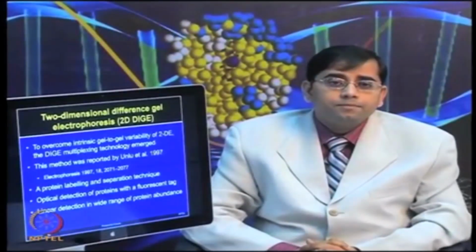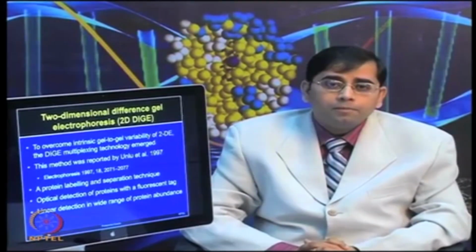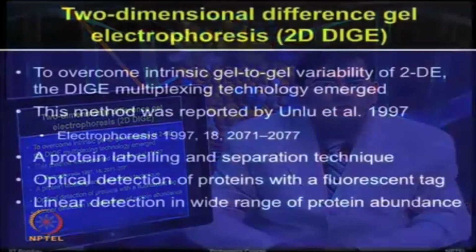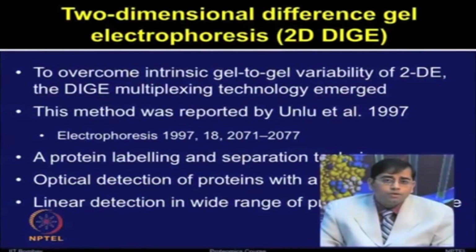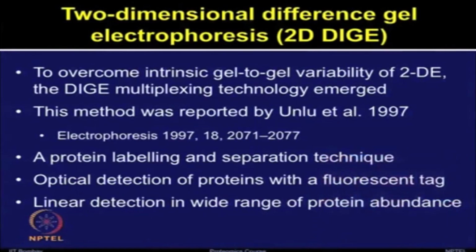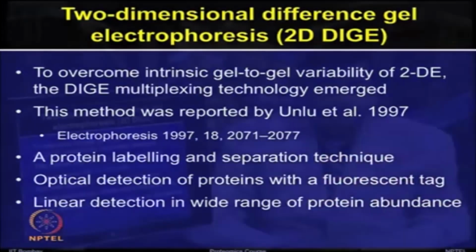The 2D DIGE method was basically aimed to overcome the gel to gel variability which was observed in two dimensional electrophoresis, and it allowed the multiplexing of samples. This method was first reported by Unlu et al. in 1997, and it finally became very user friendly, and now thousands of laboratories worldwide are using this technology to overcome the gel to gel variations encountered by traditional or conventional two dimensional electrophoresis.